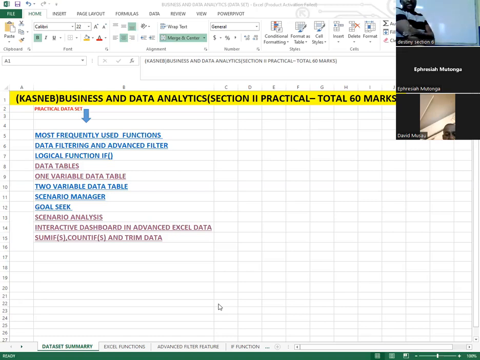That data set was the pilot paper, which was not done, it was just a pilot. It was showing the students how the business and data analytics paper will be set. I wanted us to go to a specific question, question number 23. What you are supposed to do, one, you need to open that data.